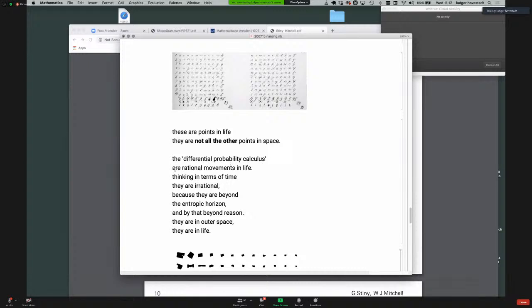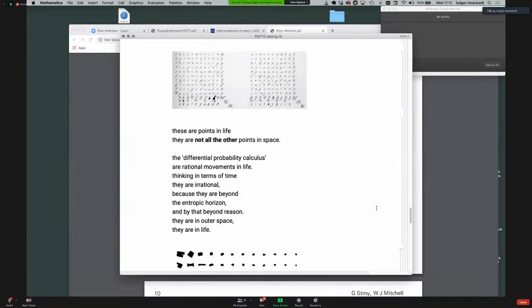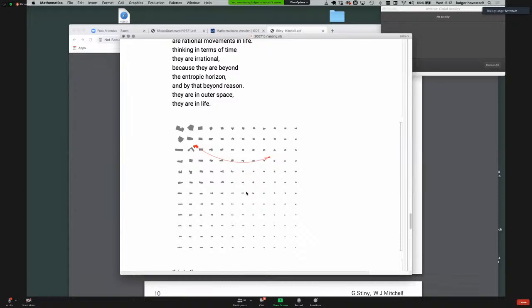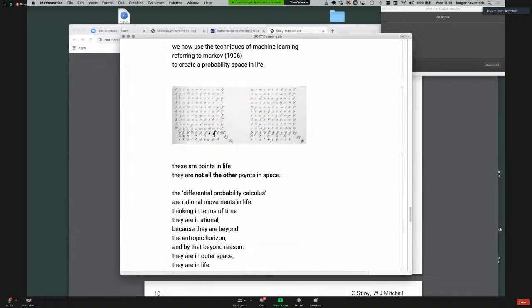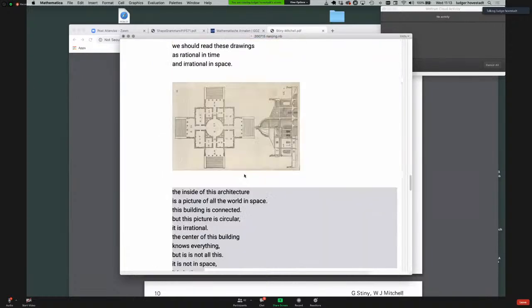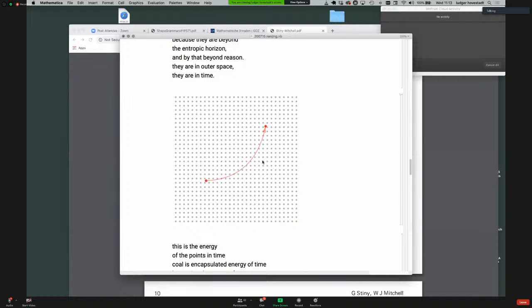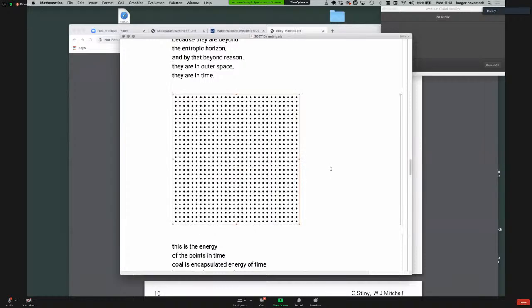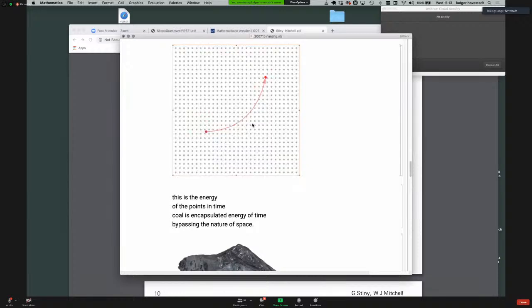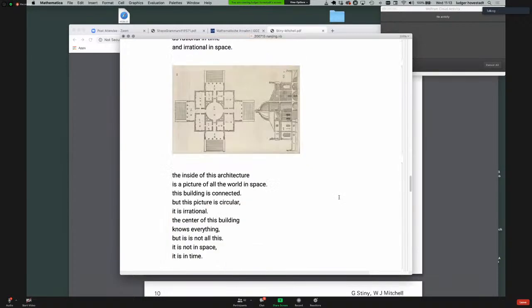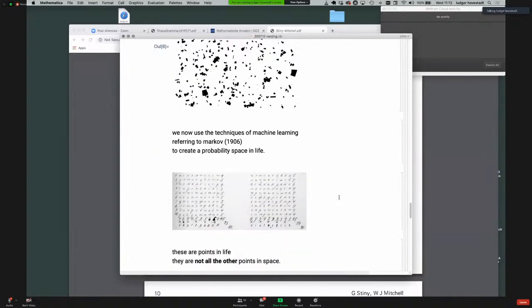The differential probability calculus are rational movements in life. Thinking in terms of time, they are irrational because they are beyond the entropic horizon. And by that, beyond reason, they are in outer space. They are in life. So now I can move between buildings, not between points. So whatever it means. And this is what we're doing with AI. This is what people did with Descartes with the differential calculus. So it's moving between spaces. And here we are moving between times.